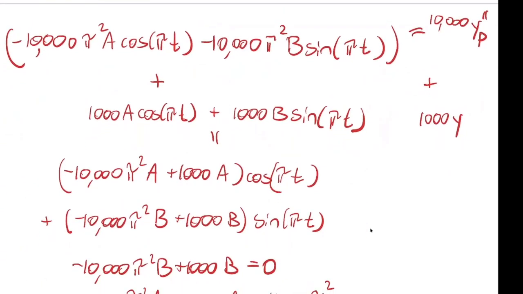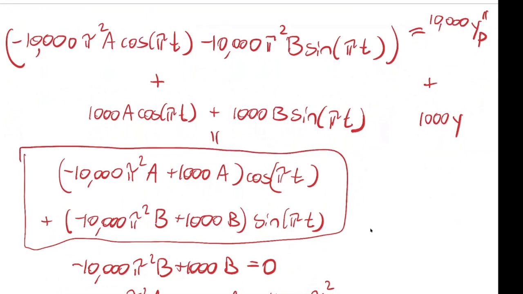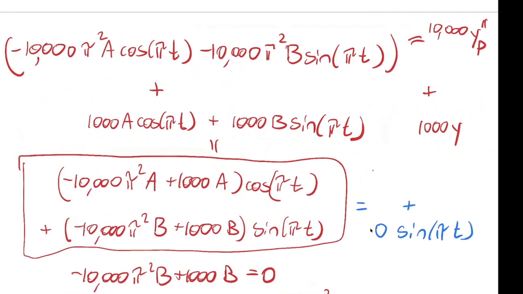And when you do that, you can group the cosine and the sine terms together. So I have two cosine terms grouped together, and two sine terms grouped together. And recall that our forcing function for the earthquake did not have any sine term. It did have a cosine term that I think was 10,000 pi squared cosine pi t.